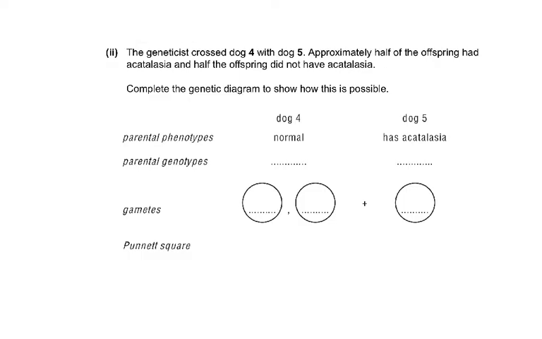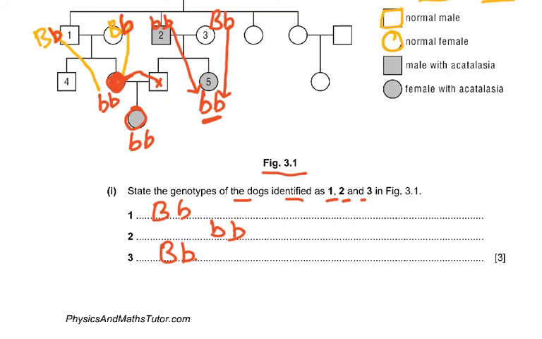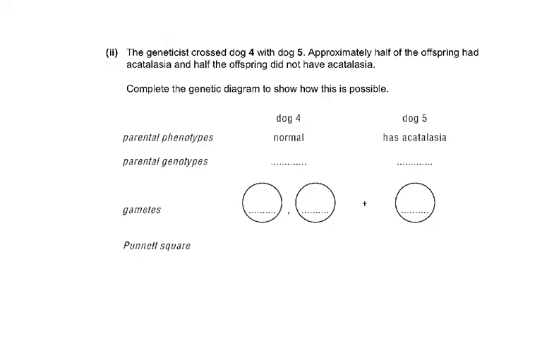Geneticists crossed dog 4 with dog 5. Approximately half of the offspring had acatalasia and half the offspring did not have acatalasia. Complete the genetic diagram to show how this is possible. Okay, let's look at 4 and 5. So 5 is this, homozygous recessive.